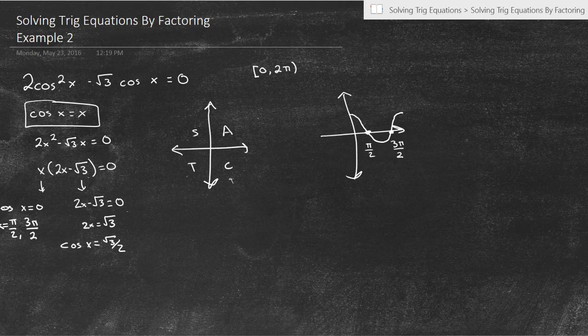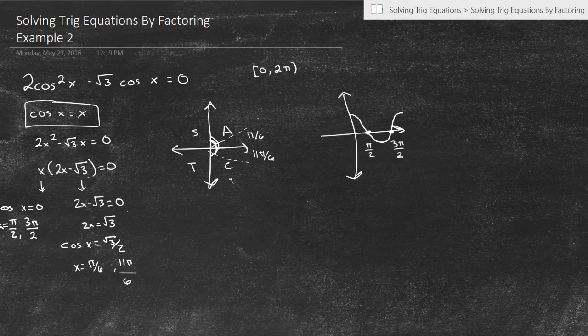And now we've got cosine x equals root 3 over 2. And because of this, I know that it's going to be in the first quadrant or the fourth quadrant. And if cosine is root 3 over 2, that means that we're working with this first angle of each one. We've got this one and this one, which is pi over 6, and negative pi over 6 or 11 pi over 6. So x equals pi over 6, 11 pi over 6.